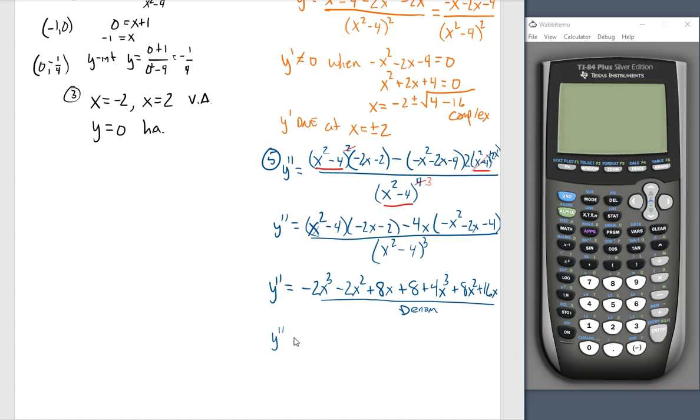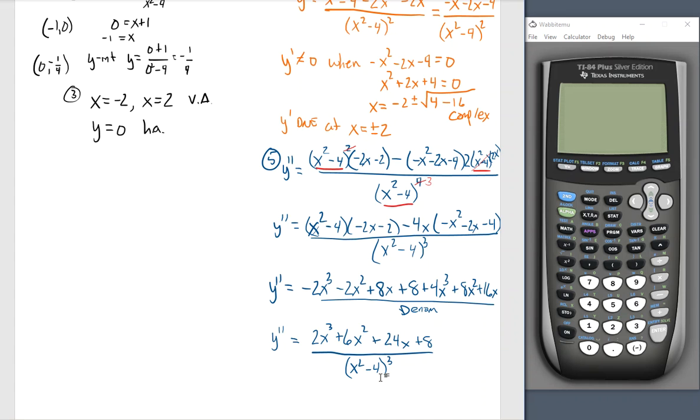So our second derivative, still simplifying. Algebra is hard, calculus is easy. That's 2x cubed, right? 8x squared minus 2x squared is plus 6x squared. An 8x and a 16x makes 24x, and 8, over x squared minus 4 to the third power. Wow!